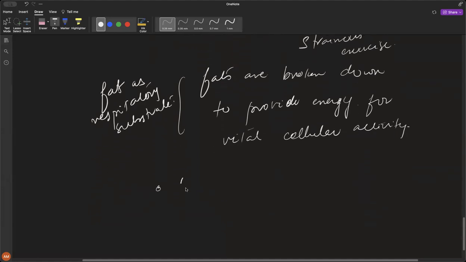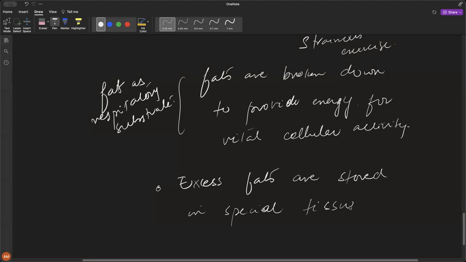Then excess fat is stored in special tissues called adipose tissues. So obviously they are made up of fat tissues.